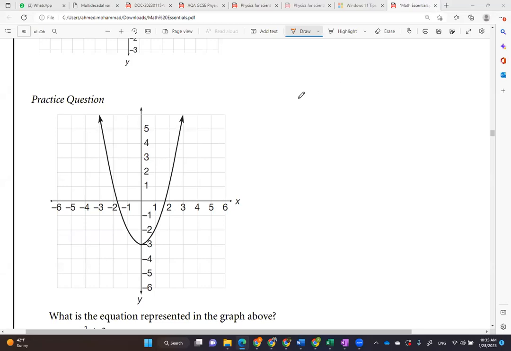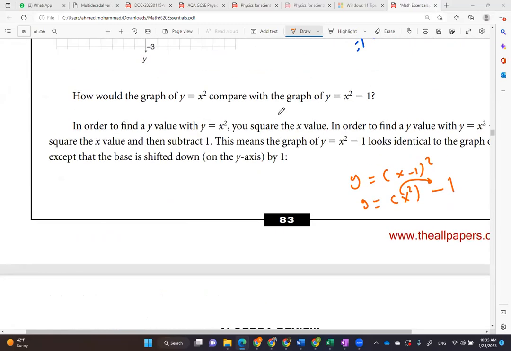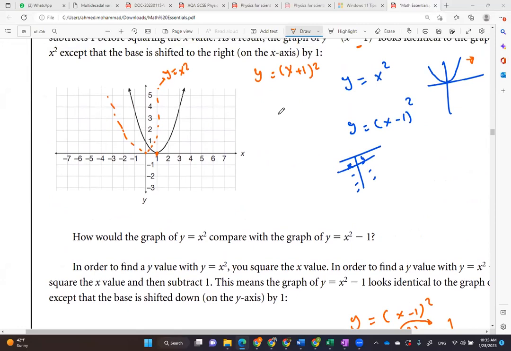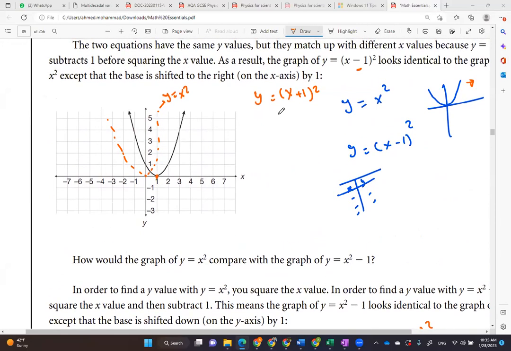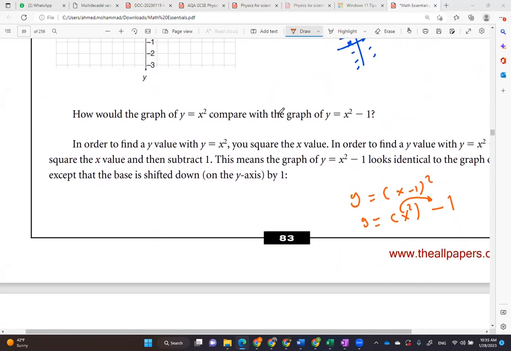Can you scroll back up? Right here. So when it's like x plus 1, do we go to the left? Is it the opposite? Yeah. For right and left, we are going to the opposite. Up and down, we follow the sign. Minus down, plus up. Yeah, that was my question. Thank you.